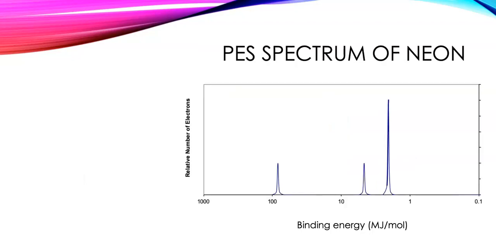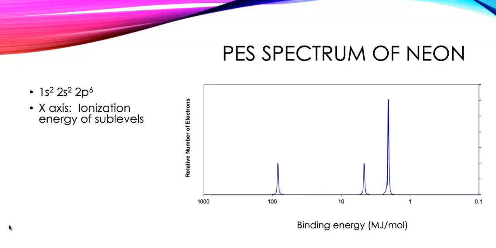Now let's look at the PES spectrum of neon. We know that neon has the electron configuration 1s2, 2s2, 2p6. How is this reflected in our PES spectrum? We know the x-axis gives us the ionization energies of the different sublevels. And the sublevel with the highest binding energy is going to be the 1s sublevel. There are three peaks in the spectrum because there are three occupied sublevels in our electron configuration. So we have our 1s sublevel, we have our 2s sublevel at a lower binding energy, and then our 2p sublevel.